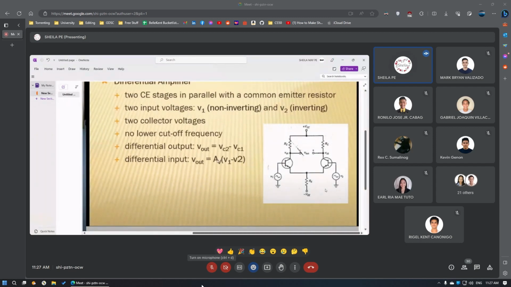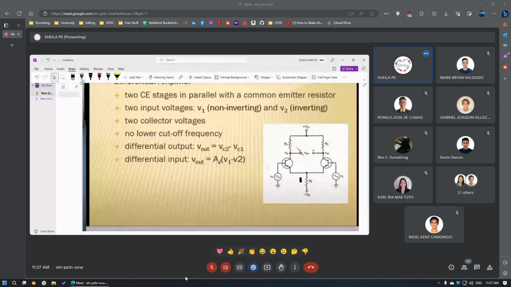Okay, so for this one here, we have VC1, VC2. We have our two outputs. We have our transistor Q1, transistor Q2. We have the input voltage 1 and input voltage 2. Now in here, what the engineer said is that IT is just our IE. Main I, oops, sorry.